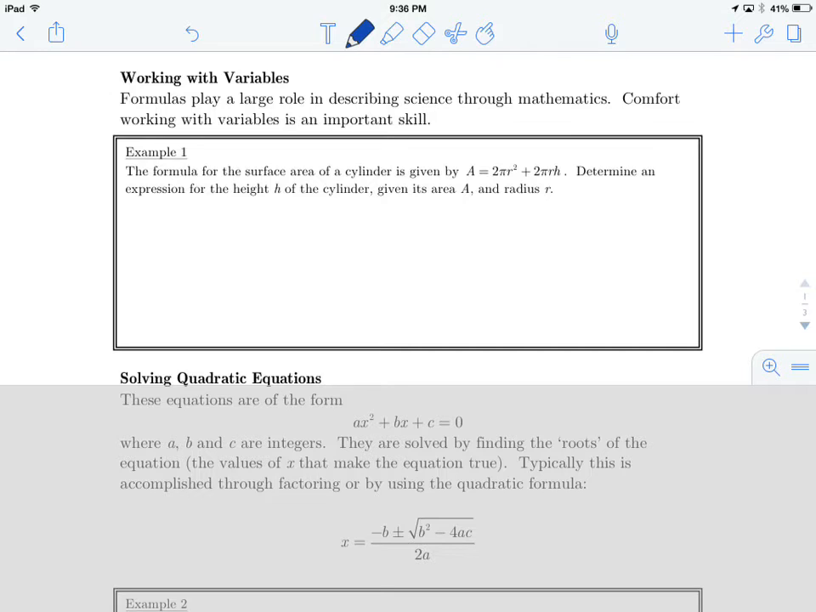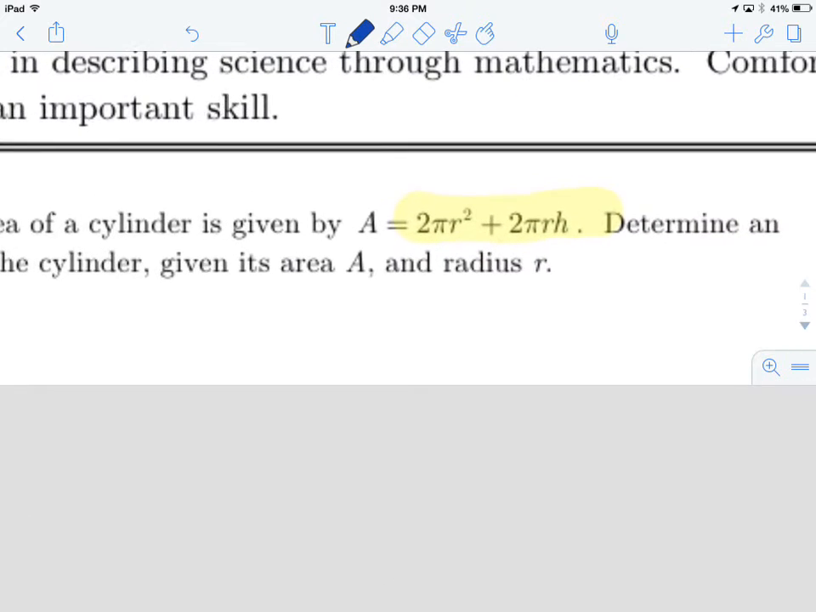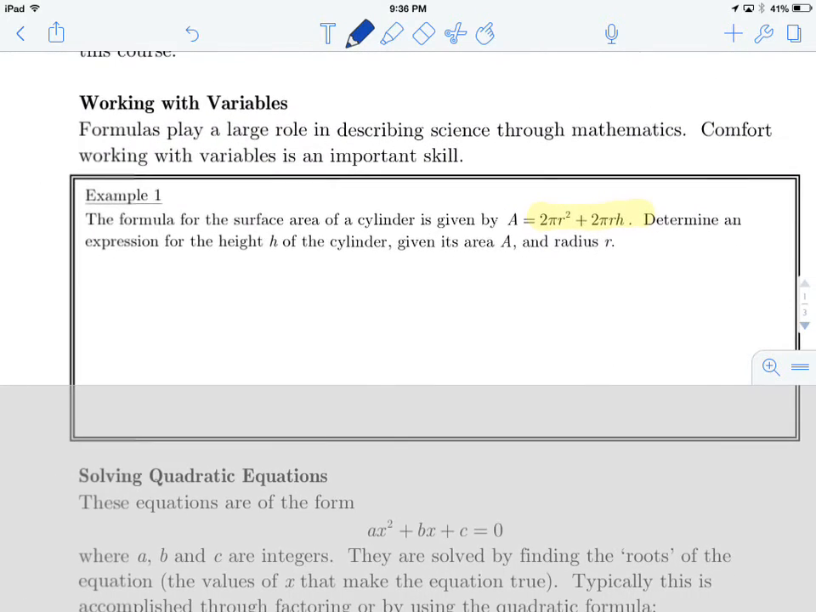The formula for the surface area of a cylinder is given by A equals 2 pi r squared plus 2 pi rh. And you might remember this from grade 9 EQAO math, the math exam. What we're going to say is determine an expression for the height of the cylinder given its area and its radius. So what this means is take this and rearrange it so that we get an expression in terms of h. And so, no problem.